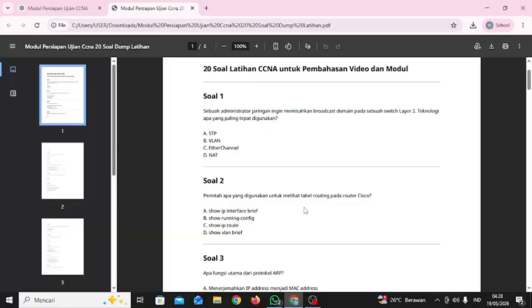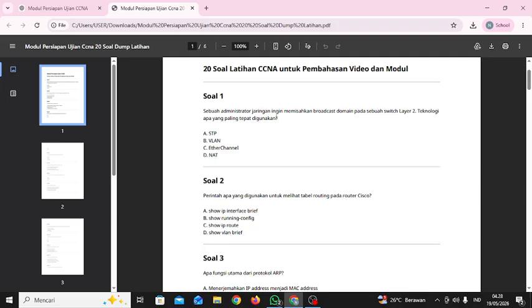In question number 1, a network administrator wants to separate broadcast domains on a layer 2 switch. Which technology should be used? A. STP, B. VLAN, C. EtherChannel, and D. NAT. And the correct answer is B.